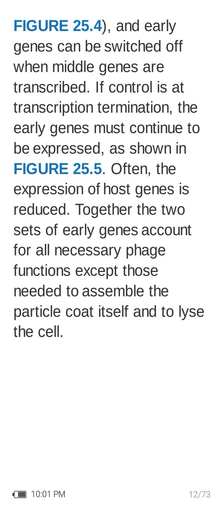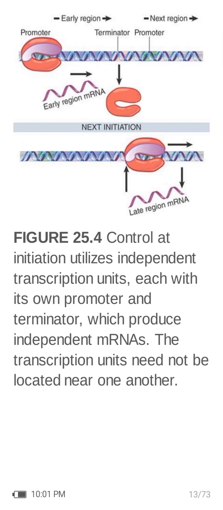Often the expression of host genes is reduced. Together the two sets of early genes account for all necessary phage functions except those needed to assemble the particle itself and to lyse the cell. Control at initiation utilizes independent transcription units, each with its own promoter and terminator, which produce independent mRNAs. The transcription units need not be located near one another.